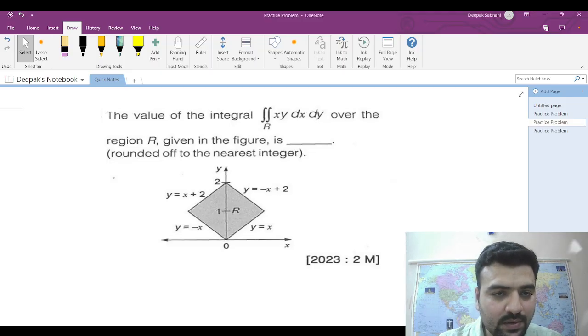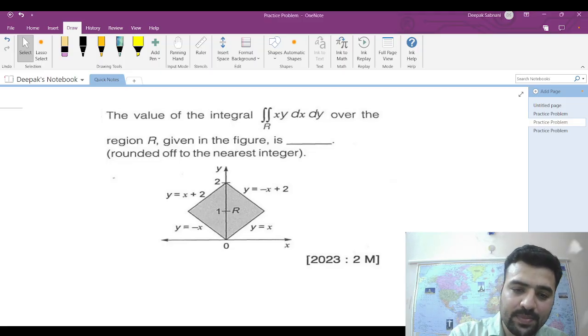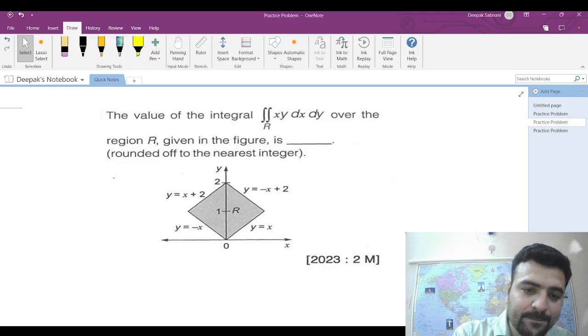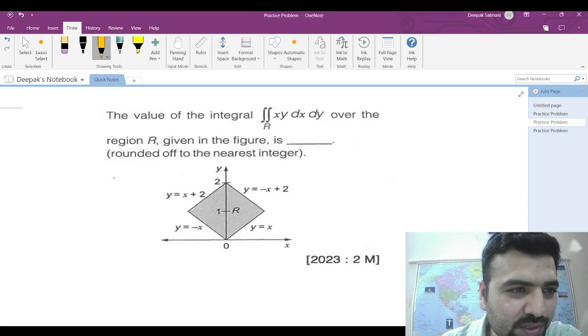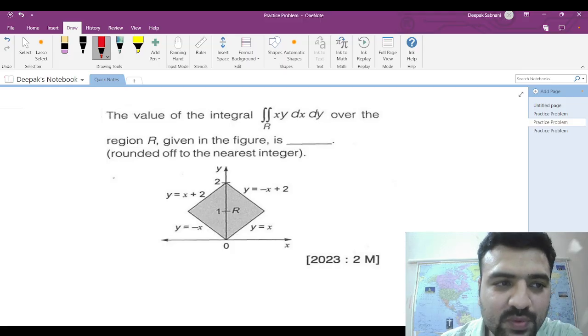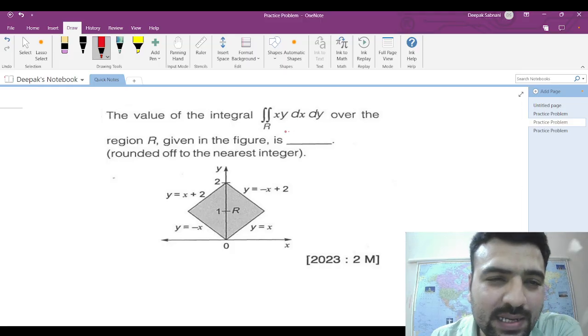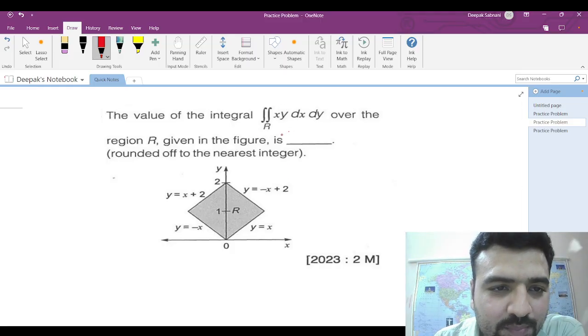So today we'll solve one more problem. This problem has been asked in GATE 2023 and it belongs to engineering maths calculus. Okay, let's solve this. This is a very good question which has been asked in GATE. This question is from multivariable functions, double integration of a multivariable function.